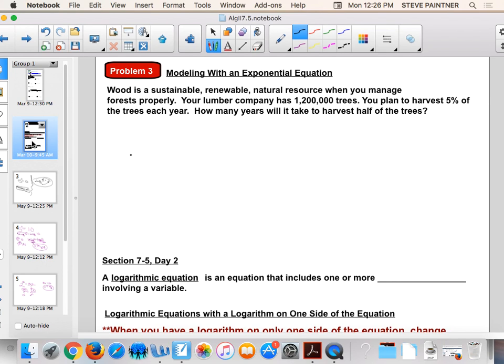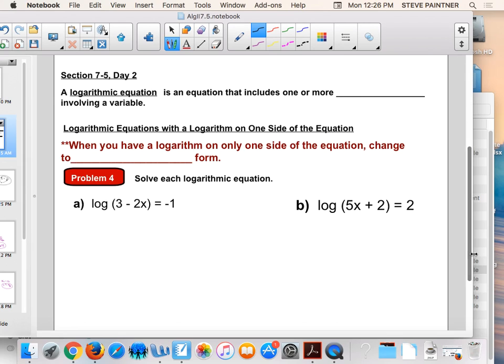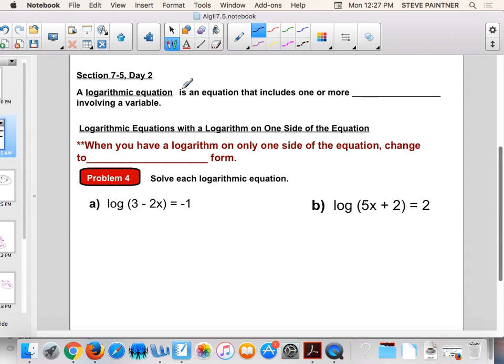Okay, so let's try this. It says the log equation. A log equation is an equation that includes one or more logs, including a variable like this. Log of x. So if you see log of x, you have a log equation. Now log equations with a logarithm on one side of the equation, and that's what's coming right now.